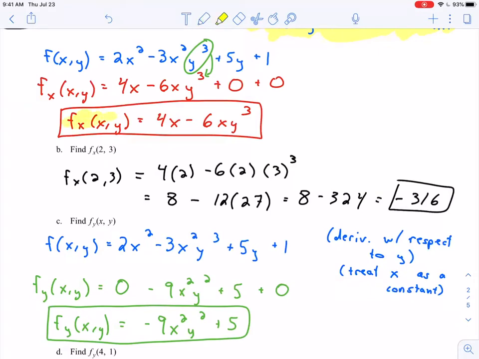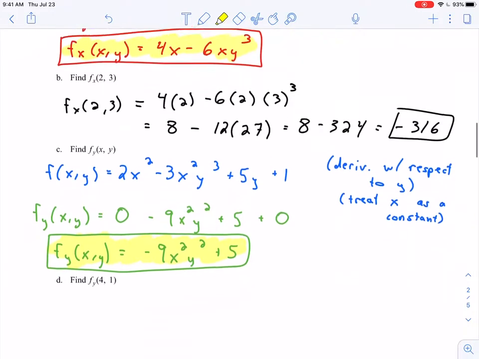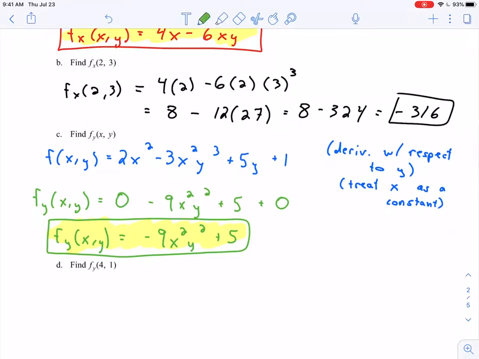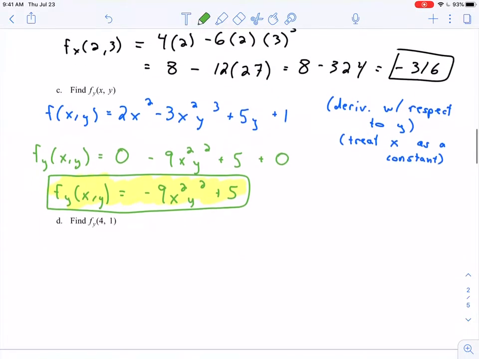Notice that the first order partial derivative with respect to x is different than the first order partial derivative with respect to y. So you will not get the same thing if you take the partial derivative with respect to x and the partial derivative with respect to y. We should have two separate derivatives. And then, of course, I may want to evaluate that at a certain point.